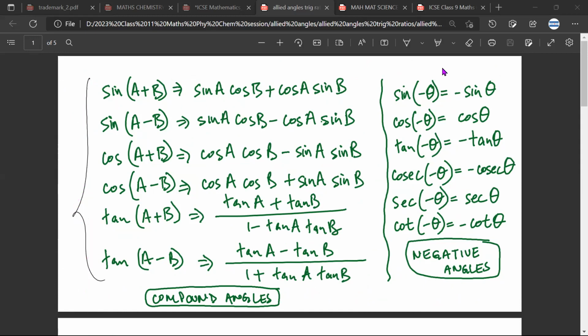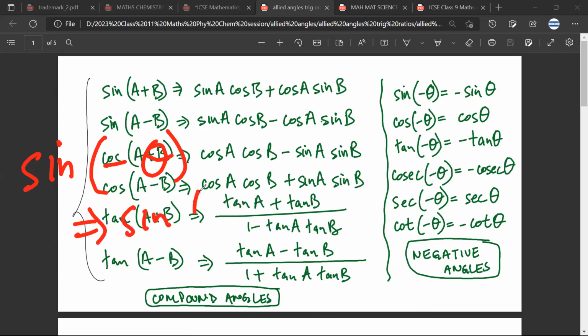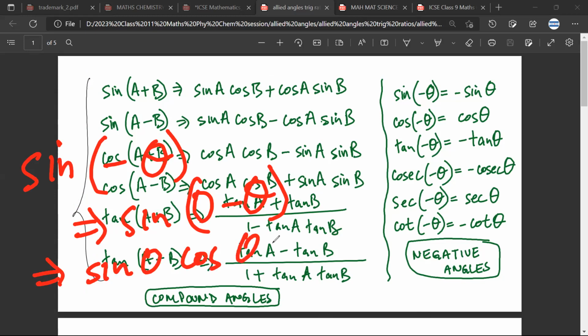Let me say that I want to find the value of sine minus theta. I can write sine minus theta as sine 0 minus theta. Have you understood what I've done? Then sine 0 minus theta can be written as sine 0 cos theta minus cos 0 sine theta. Have you understood what I've done?